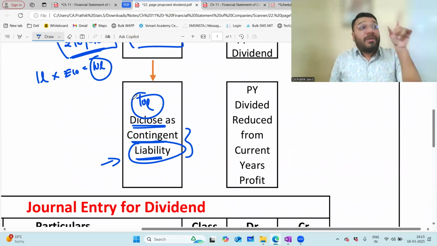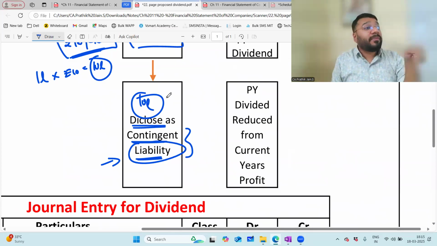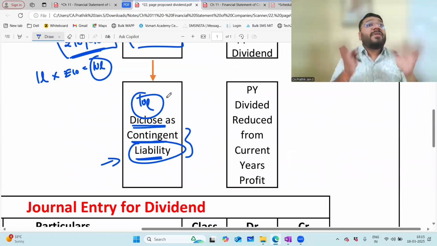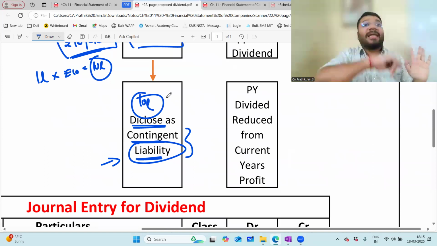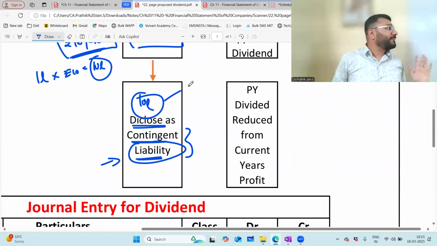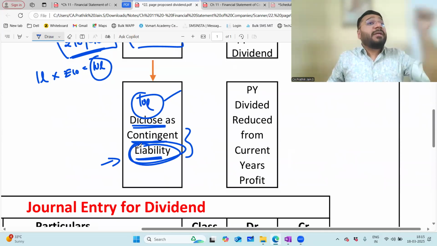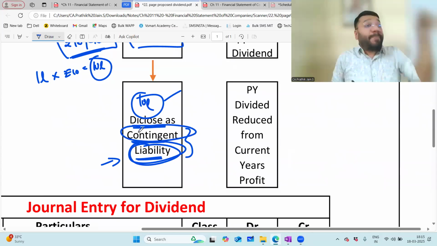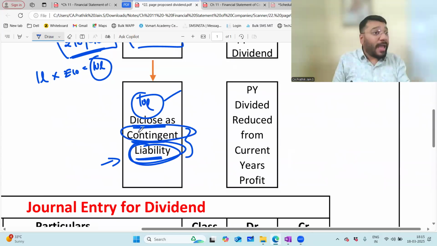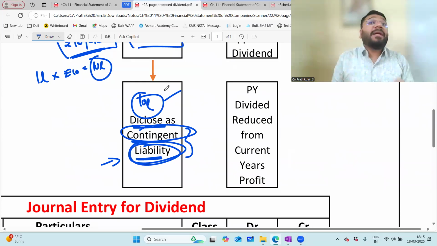Why not a liability? Because I will pay this 10 lakh rupees only if the shareholders approve it in the AGM. If they approve it, I have to pay. If they don't approve it, if they say no, let's not declare the dividend, let's make it zero, in that case, is this 10 lakh a liability? No. So this 10 lakh might become a liability, but it is contingent. Contingent means dependent on the happening or not happening of a future event. So this 10 lakh becomes a liability in the future when?